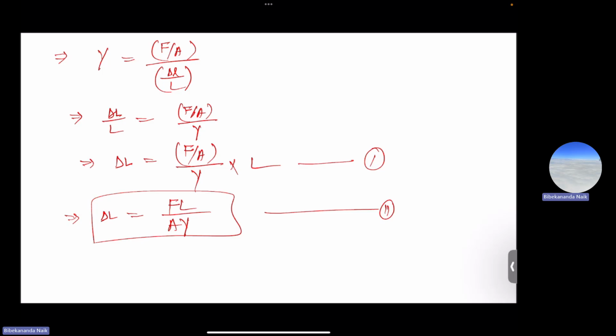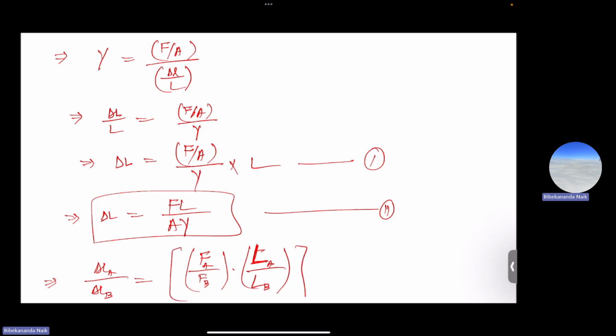So now let's find the case for two wires. So this is delta L. So the ratio of two wires, delta L A by delta L B, will be F A by F B into L A by L B, into A B by A A, into Y B by Y A. So this will be the ratio.